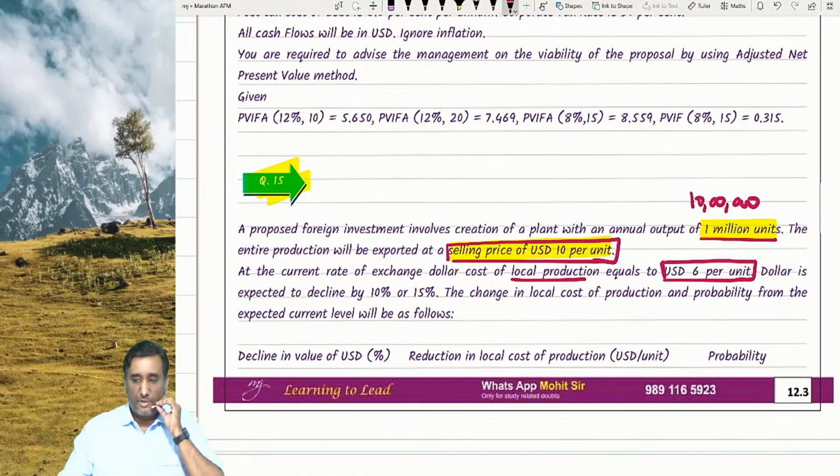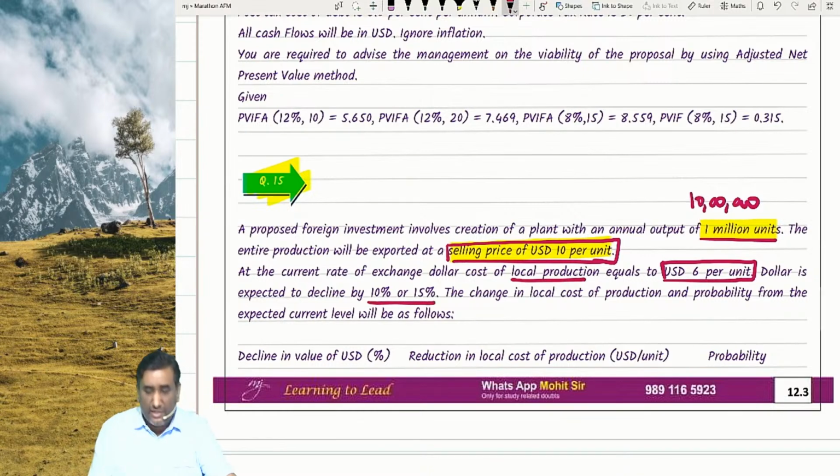Let's look at the data, please. It says a proposed foreign investment involves creation of a plant with annual output of 1 million units. I am just putting in 10 lakhs. The entire production will be exported at a selling price of 10 per unit. He is not talking about which country. At the current rate of exchange, dollar cost of local production equals $6 per unit. That means my profit as of now is what? 4. At the current rate, the dollar is expected to decline by 10 or 15 percent. Again, he is not talking about which country. Maybe that is irrelevant also.